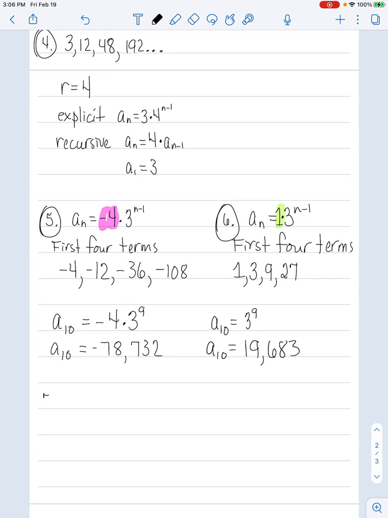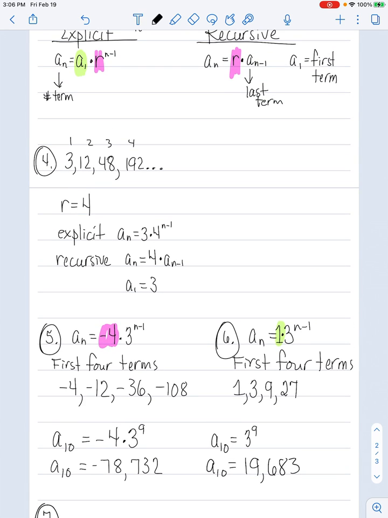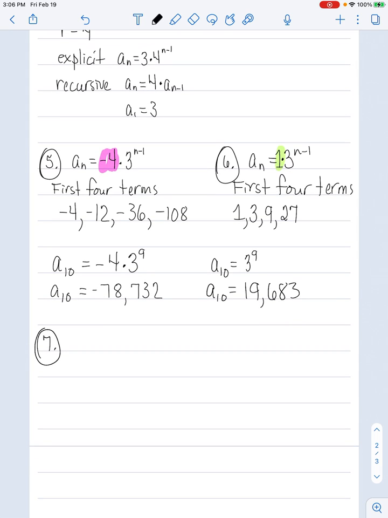Let's do one more. What if I give you a recursive formula like this one? Let's say I give you a sub n equals a sub n minus 1 times 2, and I tell you that the first term is 2. Now, I can easily find the first 4 terms, like I did in the last 2 problems. The first term is 2. Well, it tells me to multiply by 2. That's my common ratio. 2 times 2 is 4. 4 times 2 is 8. 8 times 2 is 16.